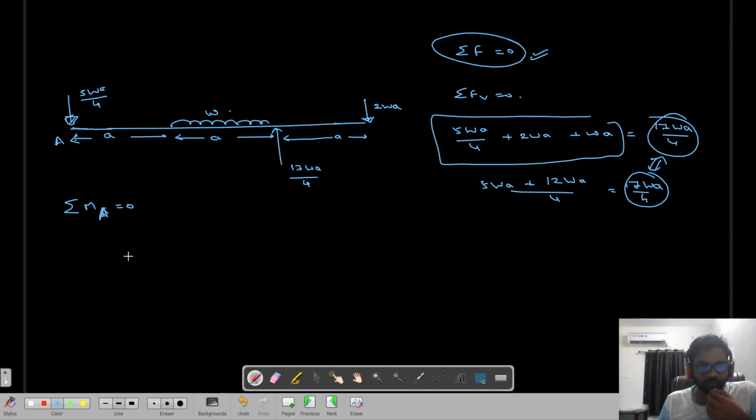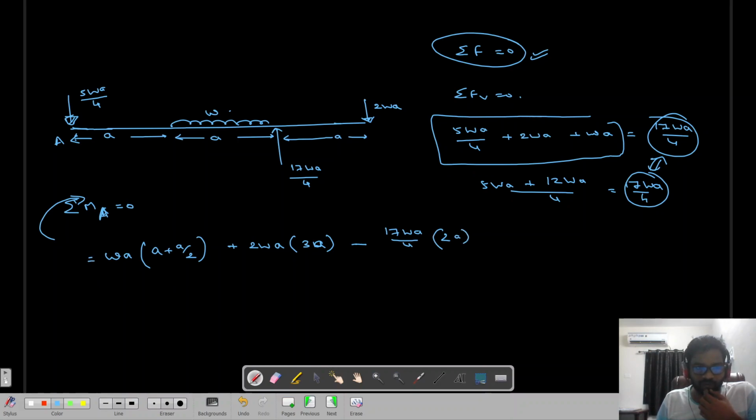अब मान लो सैगिंग मूवमेंट को पॉजिटिव, क्लॉकवाइज मूवमेंट को पॉजिटिव मानेंगे, तो दैट इज डब्ल्यू ए इंटू ए प्लस ए बाई टू ड्यू टू दैट यूडीएल प्लस 2 WA. अब हम इसको पॉजिटिव मानेंगे क्लॉकवाइज मूवमेंट को. 2 WA इंटू 3 इज माइनस 17 WA by 4 into 2A.